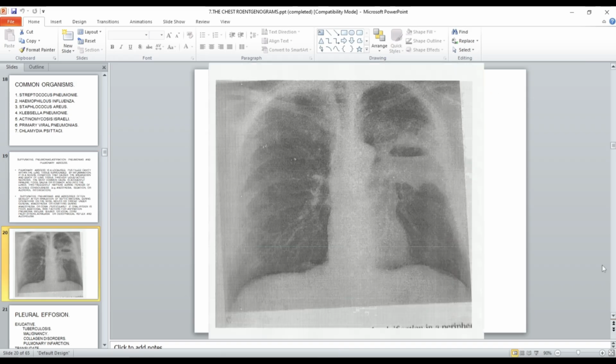This is pulmonary abscess, a thick walled cavity with an air-fluid level seen inside. There is fluid in the cavity. The fluid level is seen as a straight line.